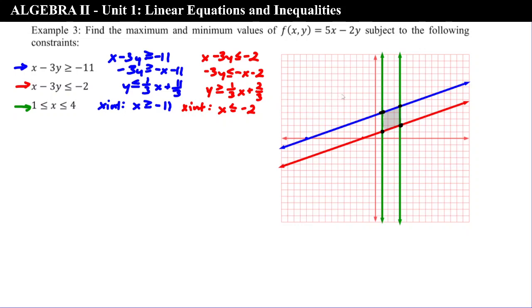And those happen to be the points (1, 4), (4, 5), (4, 2), and (1, 1).